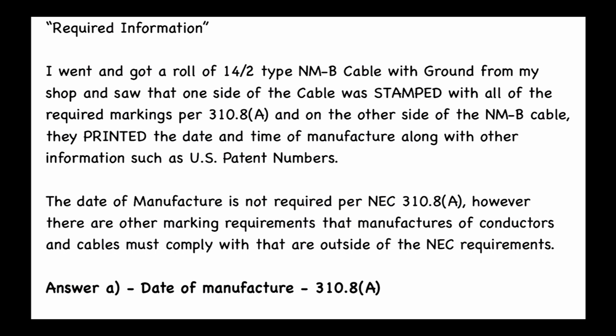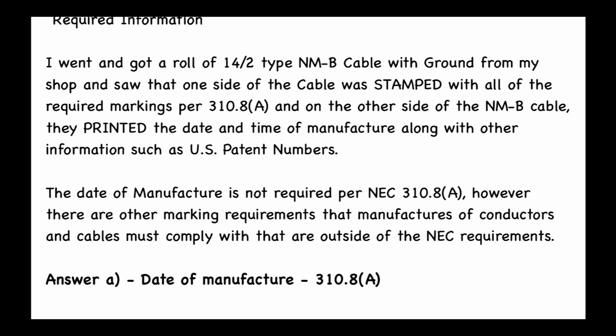310.8(A). However, there are other marking requirements that manufacturers of conductors and cables must comply with that are outside the NEC requirements. And again, the answer to this one is A, date of manufacture, and that is 310.8(A).